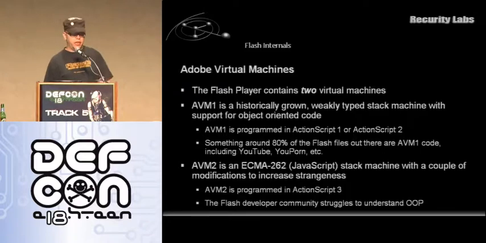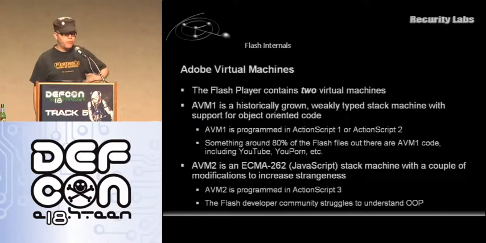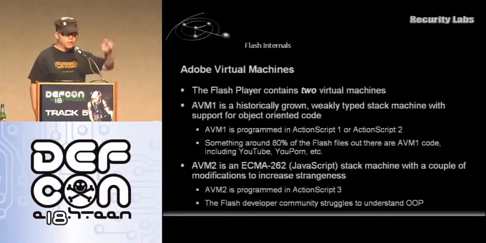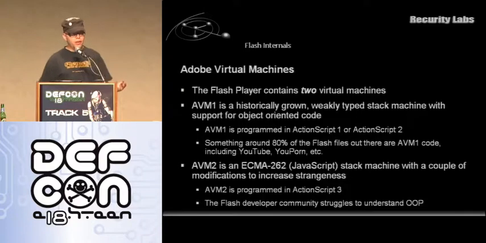AVM1 is programmed in ActionScript 1 and 2. That's what most web designers use. And ActionScript 3 is what is closer to JavaScript and is not so widely used by what I call RGB Caspers, like people that make blinking web pages. So they struggle to understand OOP. So the whole JavaScript object and event handler idea just escapes them. So they stay with the AVM1. That's the reason why we have so much code there.